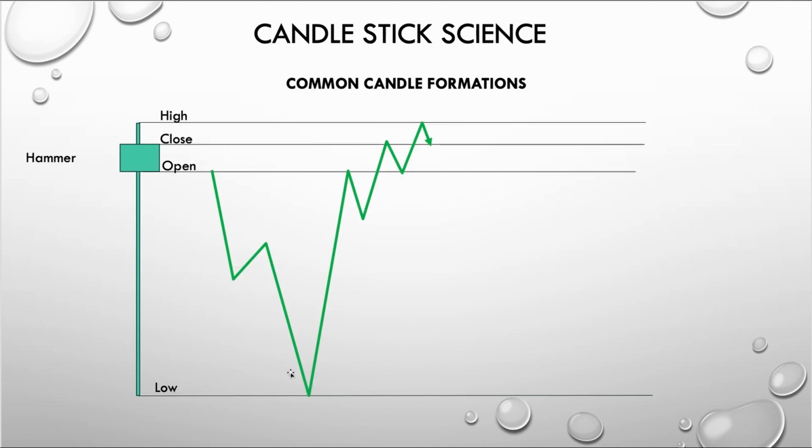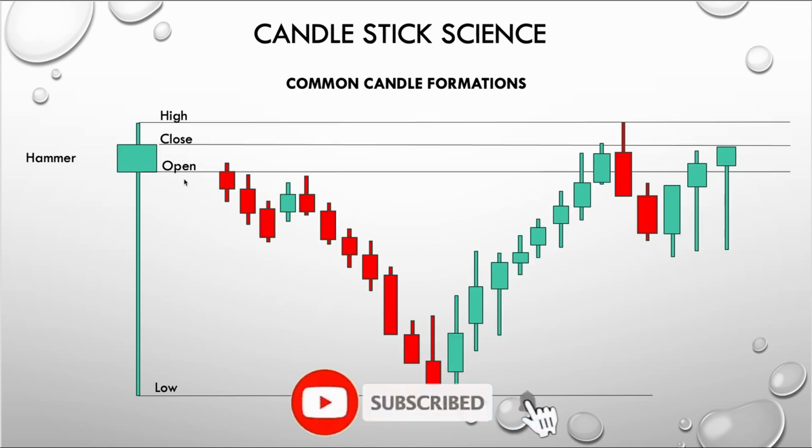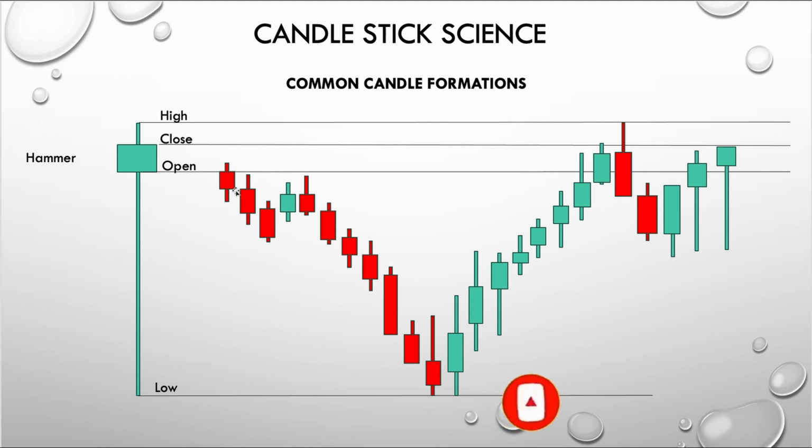This one is a hammer. Now, a hammer forms in this kind of shape here. Sometimes the body is smaller than this, but this is its general appearance or shape. So let's look at its internal structure. It forms here, it opens, and then the sellers, you see this very big wick here, the sellers push the market down, creating this low, but the buyers come back from here and take over this market, pushing the price up again to the high and closing the price there.